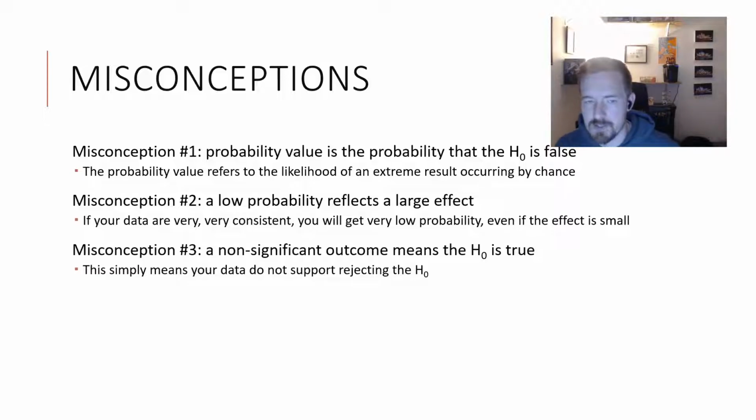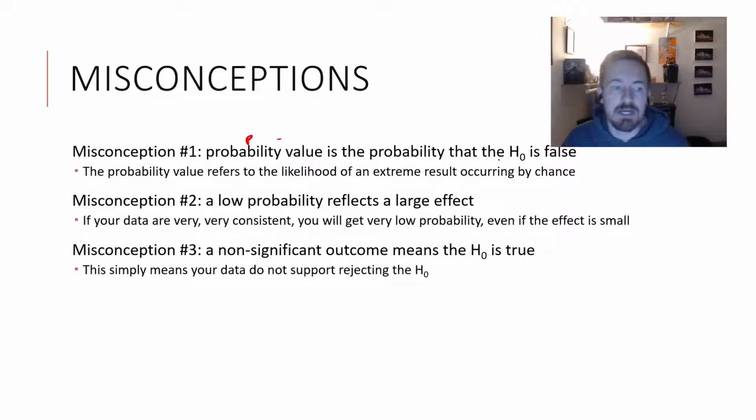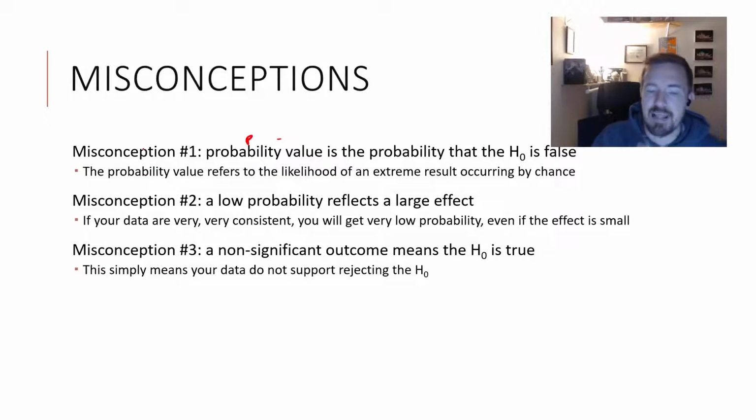A few misconceptions about this. You may see this on some of the theory-based parts of the quiz and the exam. The first misconception is that the p-value is the probability that the null hypothesis is false. That's not true. The p-value is just referring to how likely that data are to actually occur by chance.